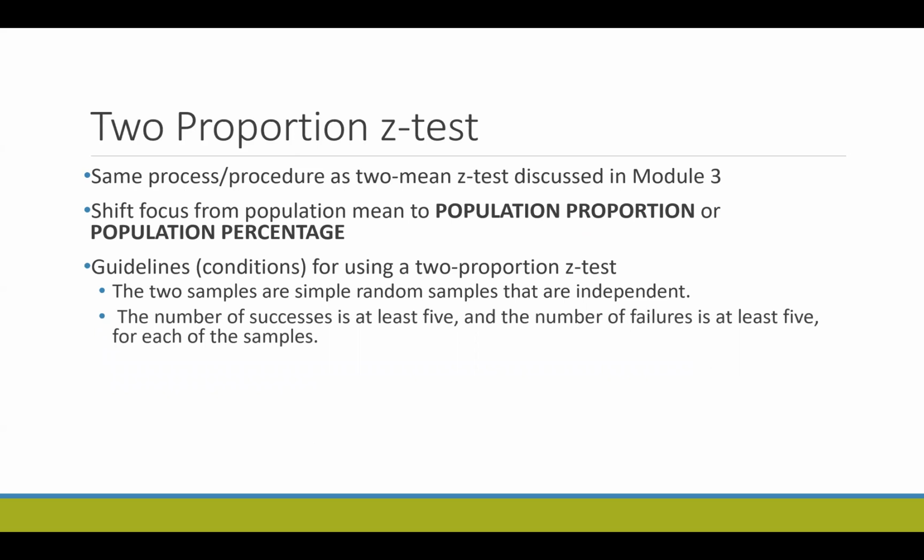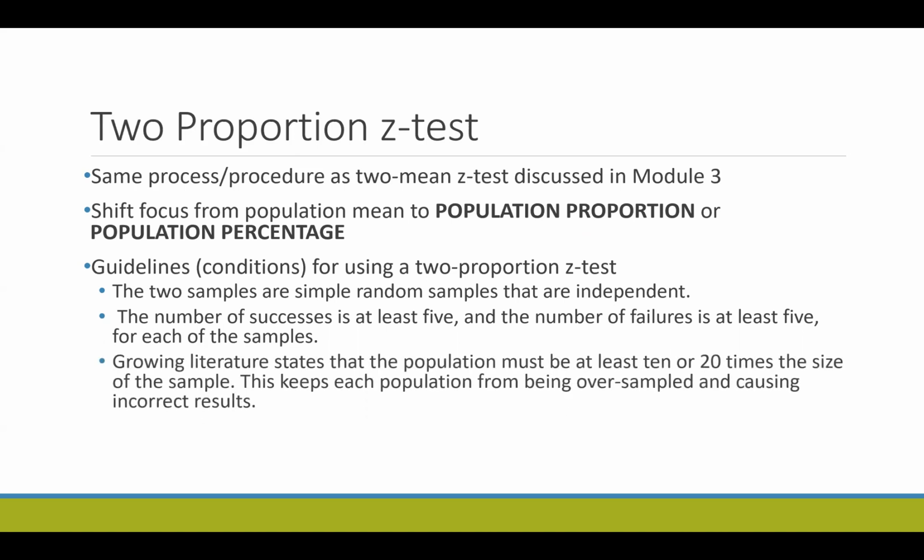Ideally, the number of successes has to be at least 5. The number of failures has to be at least 5 for each of the samples. And there's kind of a new approach to this, as a growing literature states that the population must be at least 10 or 20 times the size of the sample. Again, that prevents oversampling and causing incorrect results. We're going to assume for our purposes that those conditions are met.